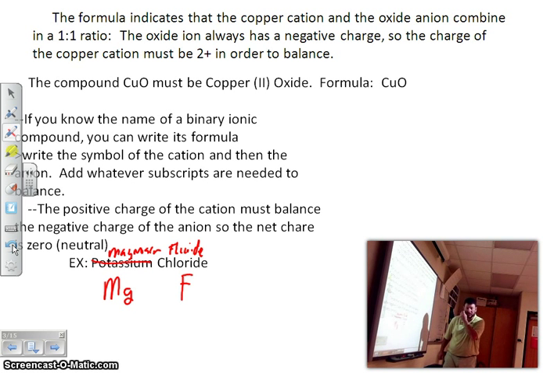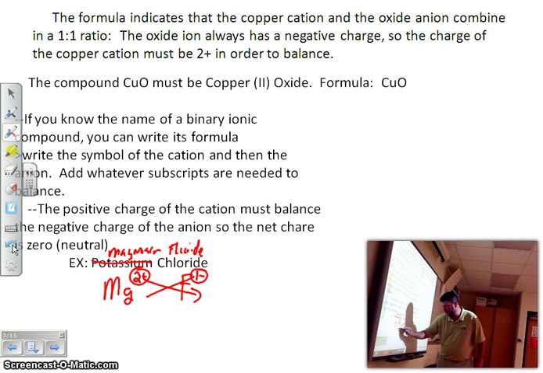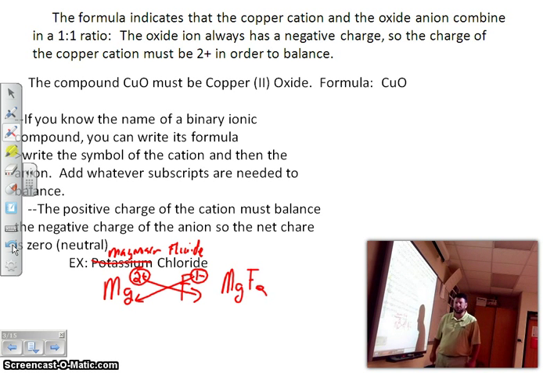Magnesium fluoride. Magnesium is a group 2A element, so it has a 2 positive. Fluorine is a group 7A element, so it is a 1 negative. Now, what we can do here to determine this formula, once we know the charges of those, is do what I call crisscross applesauce. You take this, and you put it here, and you take this, and you put it there. That gives you your formula. So our formula is MgF2.